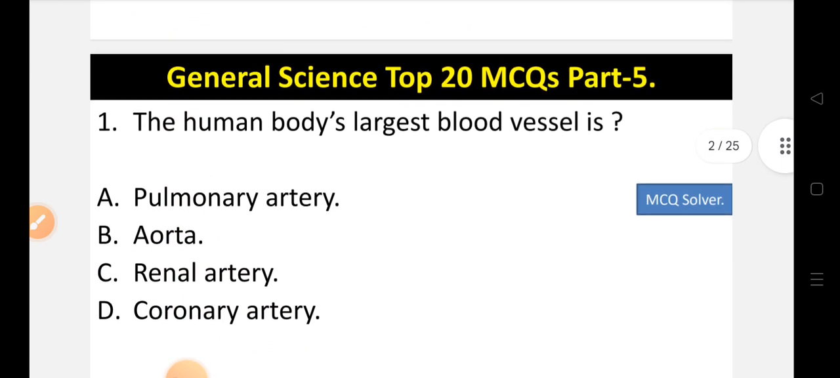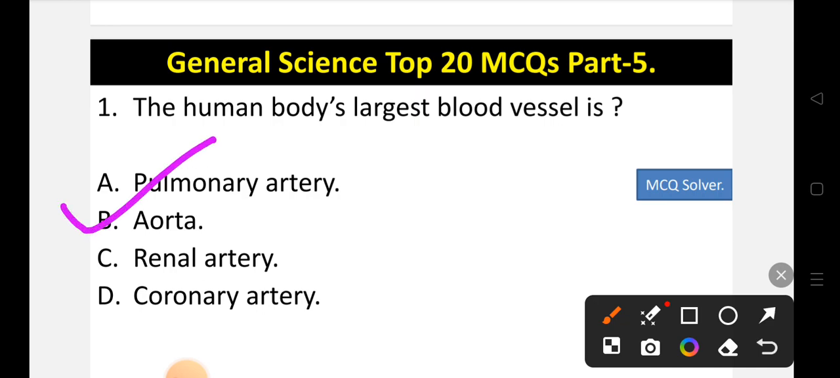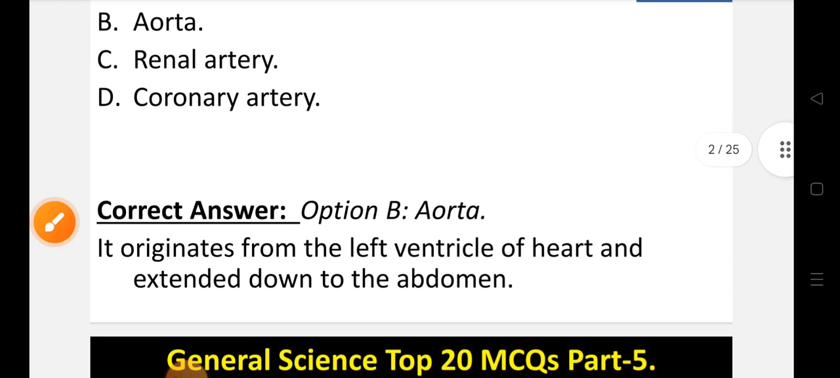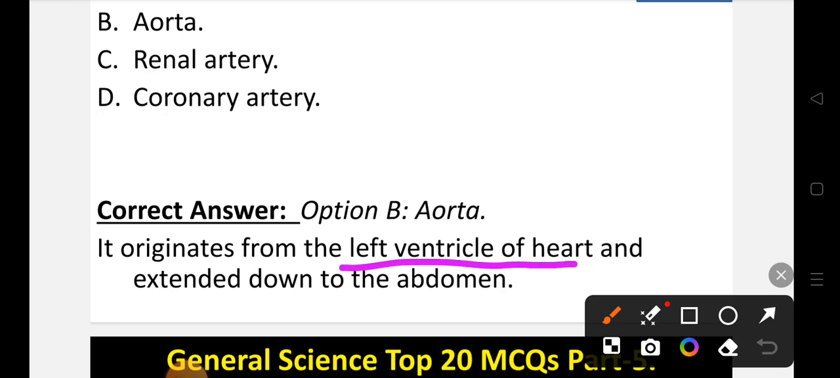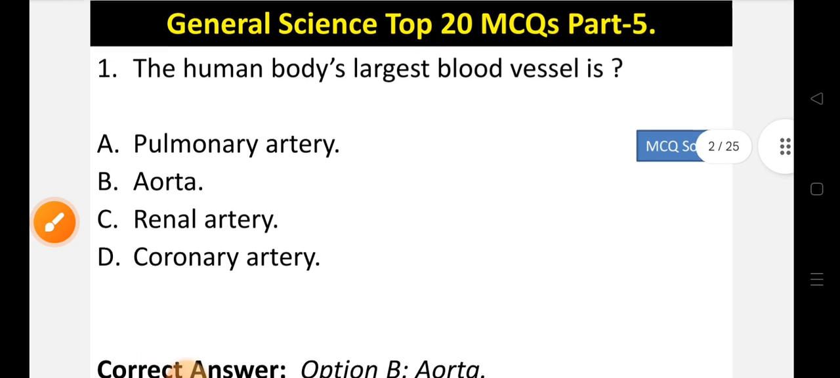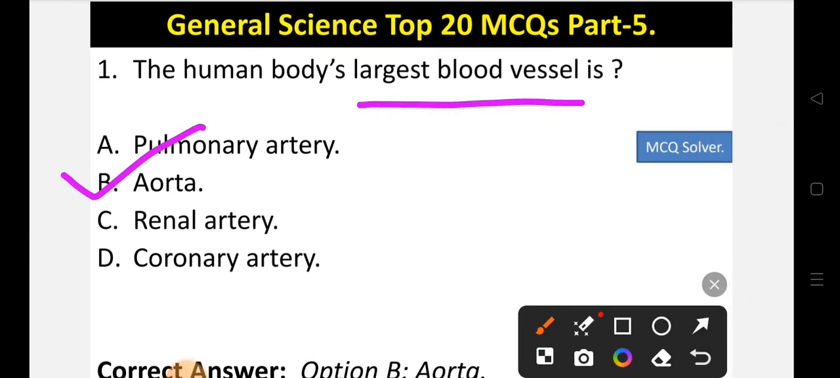Now let's come to question number 1. The human body's largest blood vessel is. The correct option will be option B, that is aorta. So aorta is the human body's largest blood vessel. It originates from the left ventricle of the heart and goes down to the abdomen. So B is the correct option.